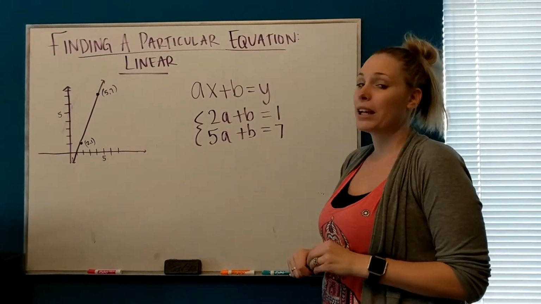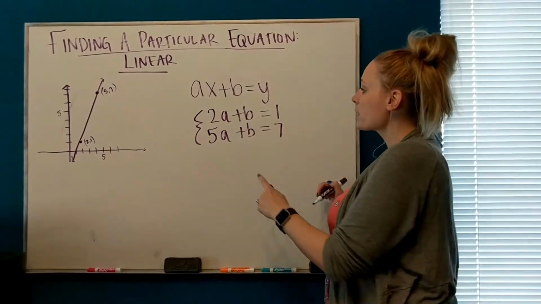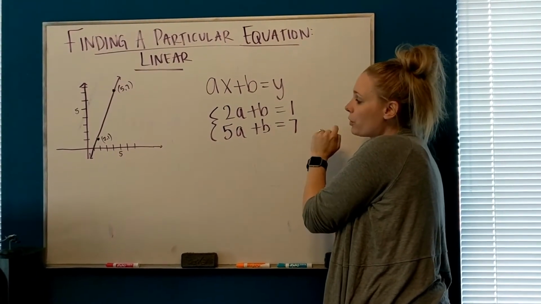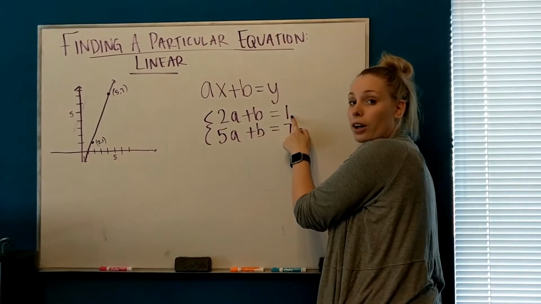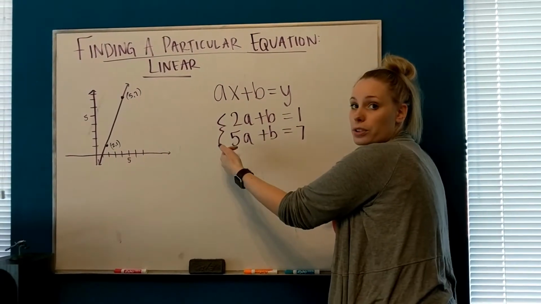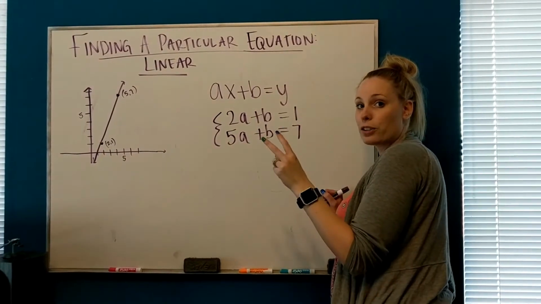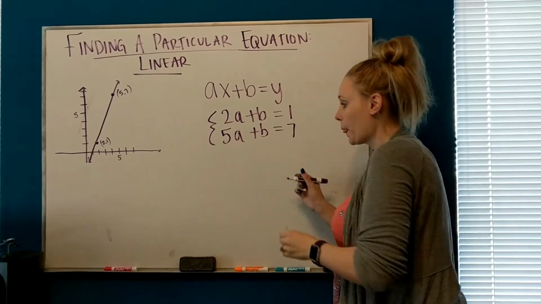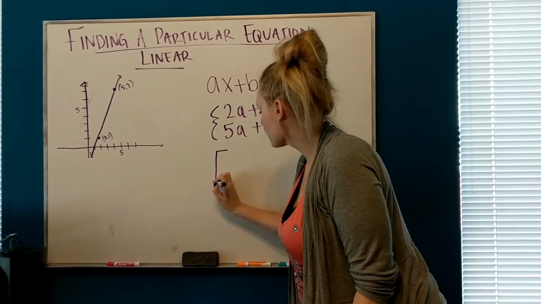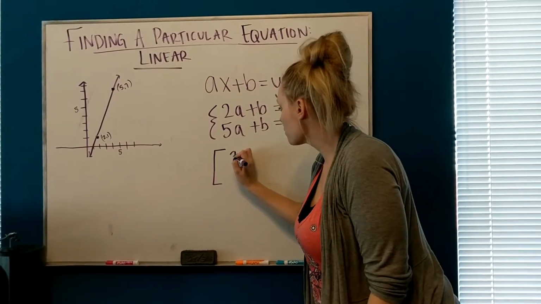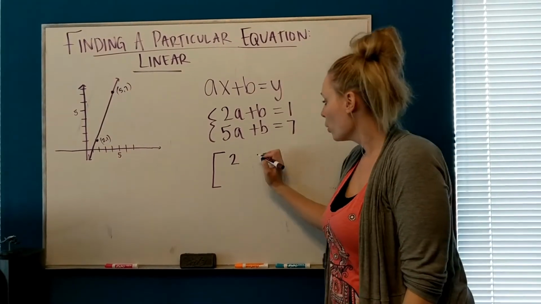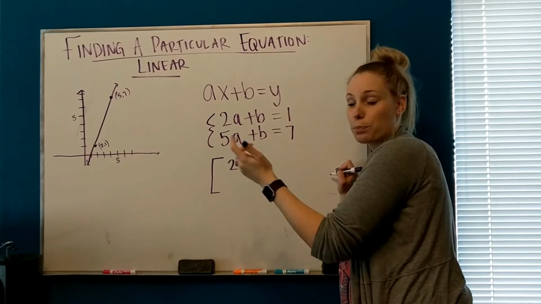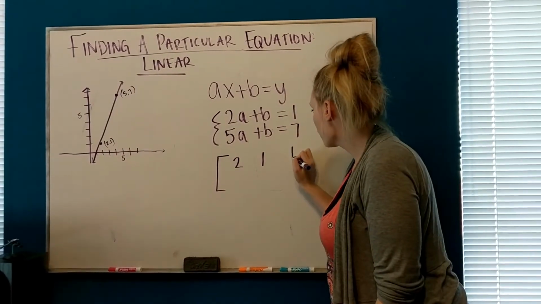So we're going to make a matrix. The matrix comes from the coefficients and the solution. This matrix is going to have 3 columns and 2 rows. 2 rows because we have 2 equations, 3 columns because there are 3 different things here. So the matrix is going to look like this. 2 is my coefficient for a. 1 is my coefficient for b, because 1 times b just equals b. And that equals 1.